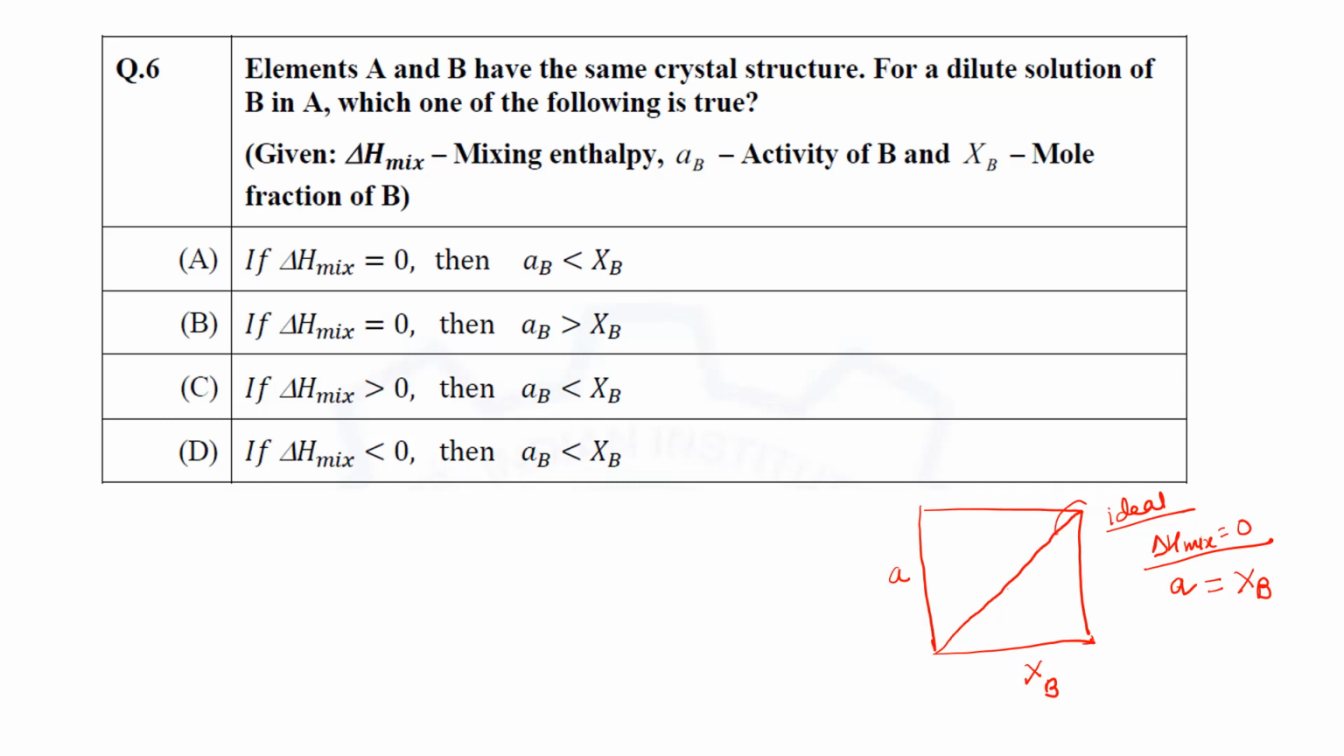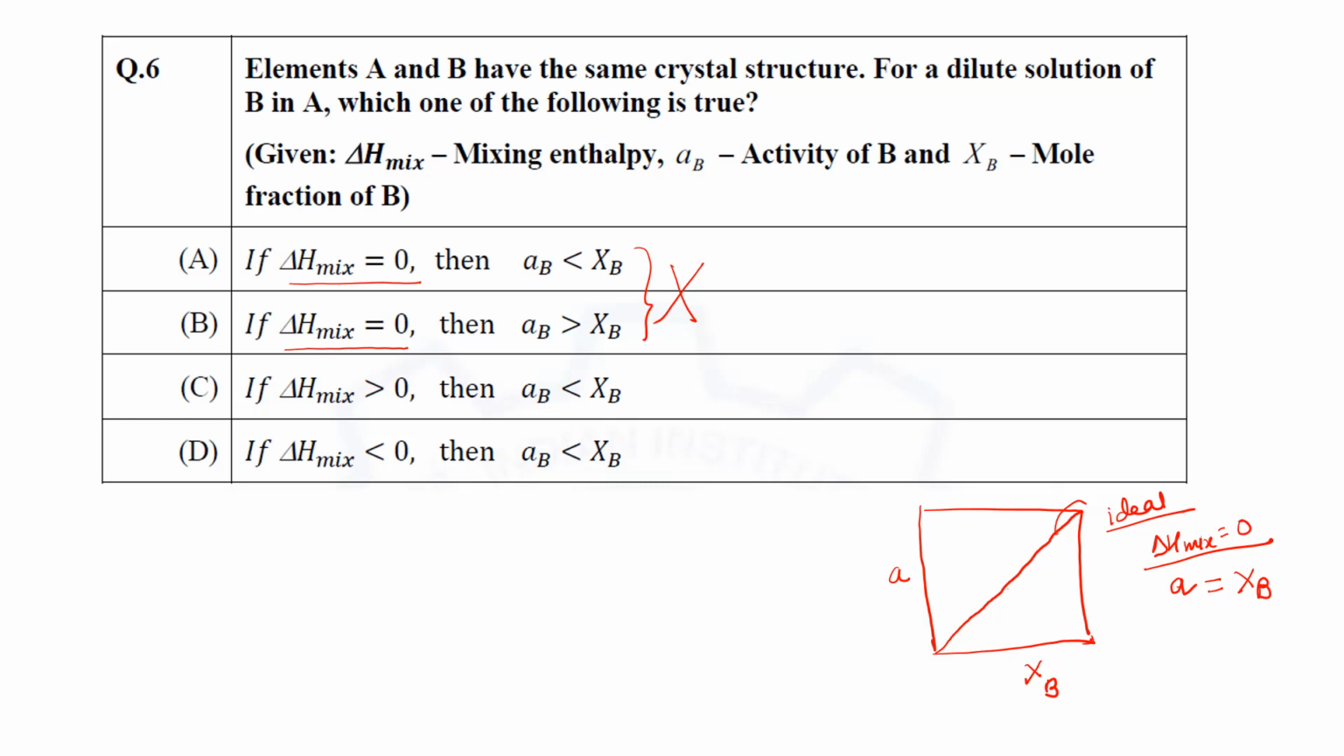So if you see these two options, here it is 0, but here it is given A_B smaller than X_B, and A_B greater than X_B. So these two are incorrect. So we are left with option C and option D. If delta H mix greater than 0, then A_B smaller than X_B.